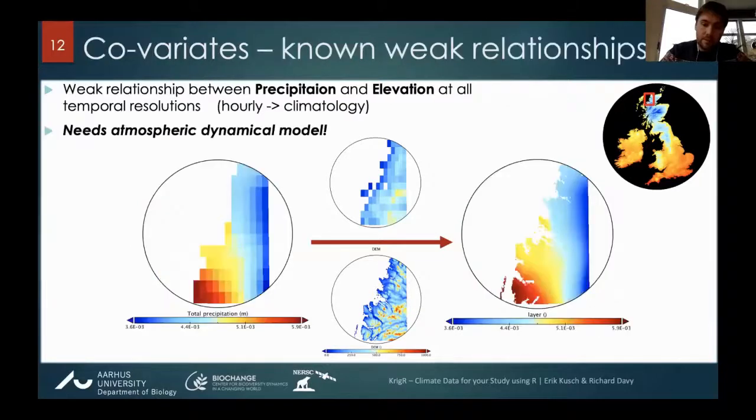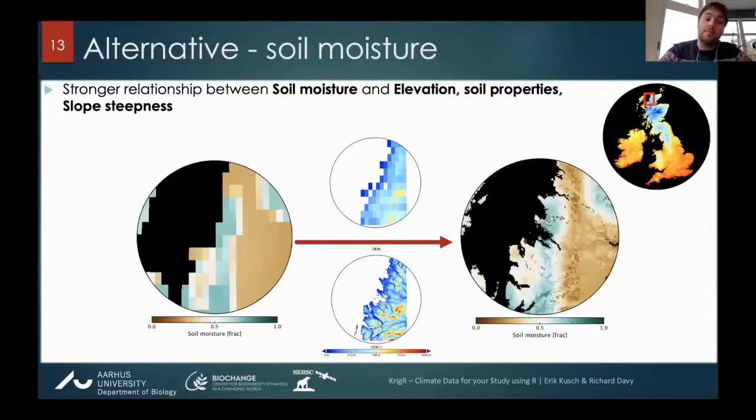So how I think about it is that if you want to downscale precipitation, you really need a dynamical model. You cannot do statistical downscaling of precipitation in a meaningful way, because you do not have meaningful covariates to explain the spatial variation. But when it comes to soil moisture, you do have, because it comes down to the terrestrial properties.